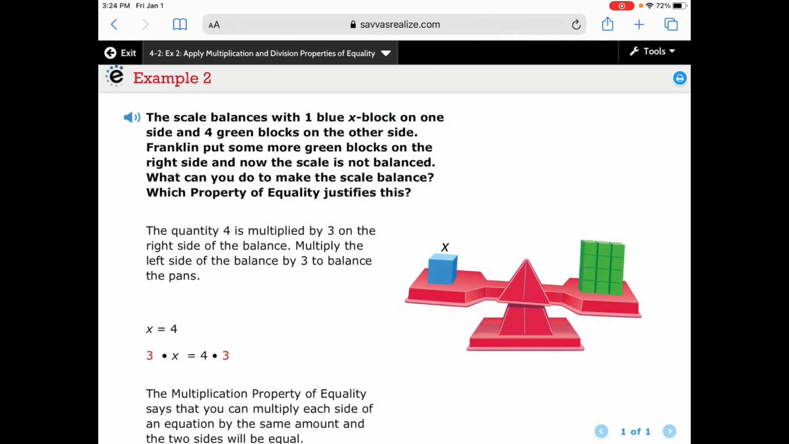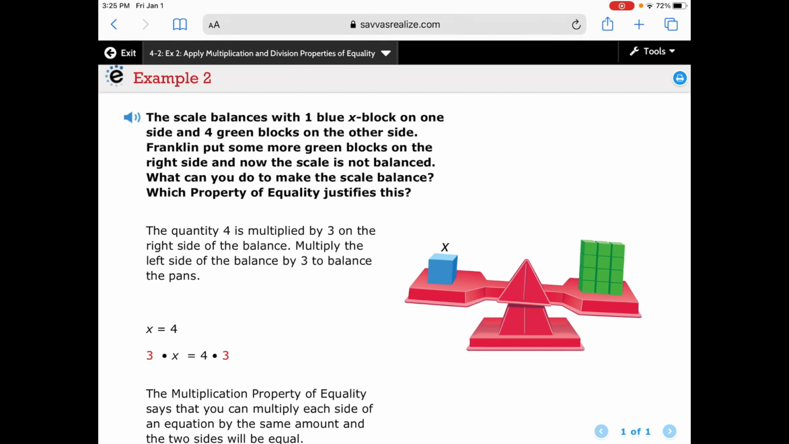All right, everybody, let's turn to the top of page 193 for Example 2. The scale balances with one blue x block on one side and 4 green blocks on the other side. Franklin put some more green blocks on the right side, and now the scale is not balanced. What can you do to make the scale balance, and which property of equality justifies this? The quantity 4 is multiplied by 3 on the right side of the balance. Multiply the left side of the balance by 3 to balance the pans.